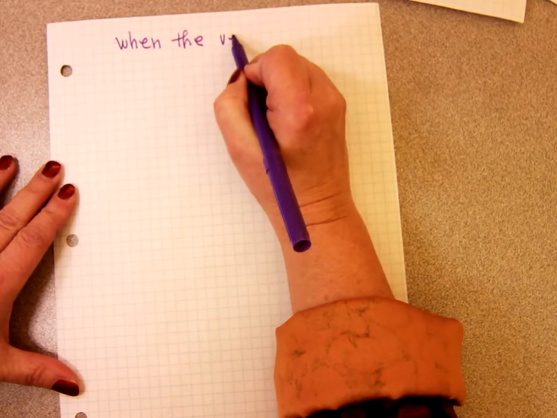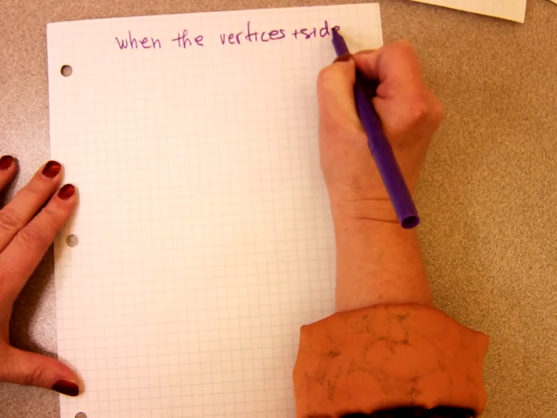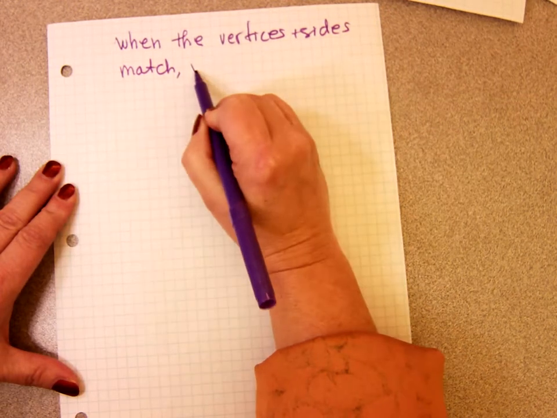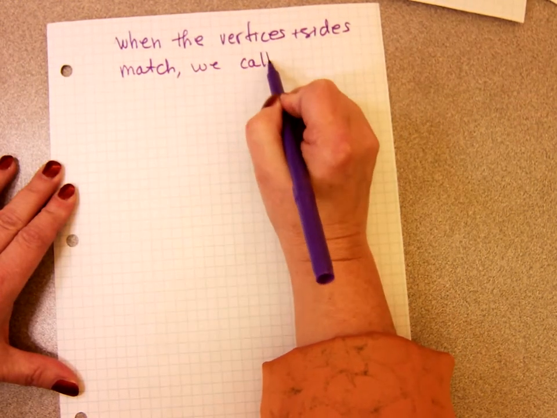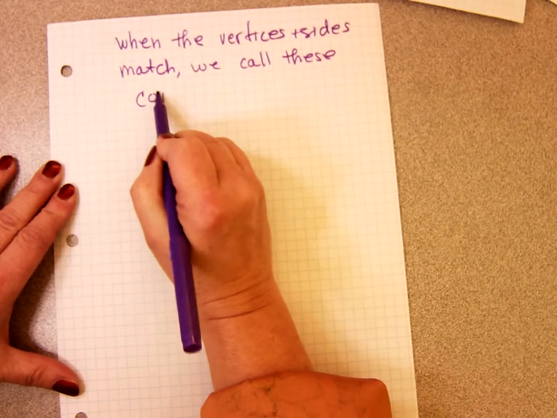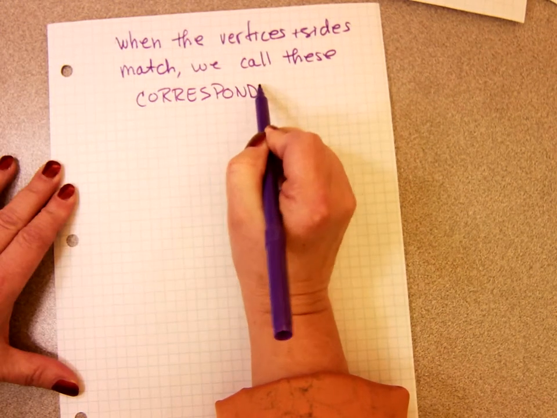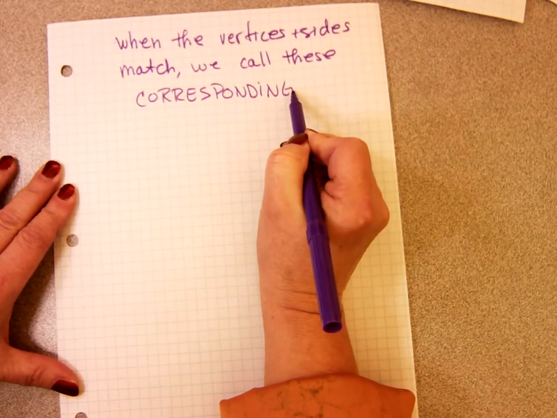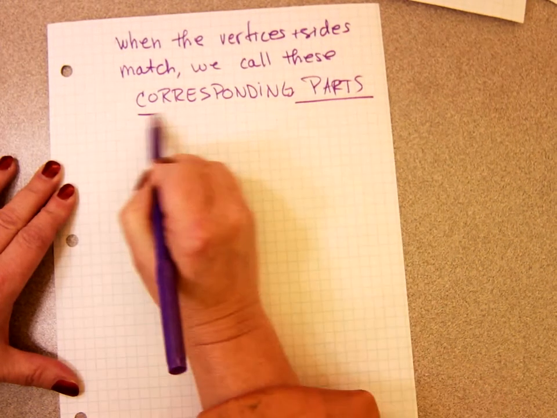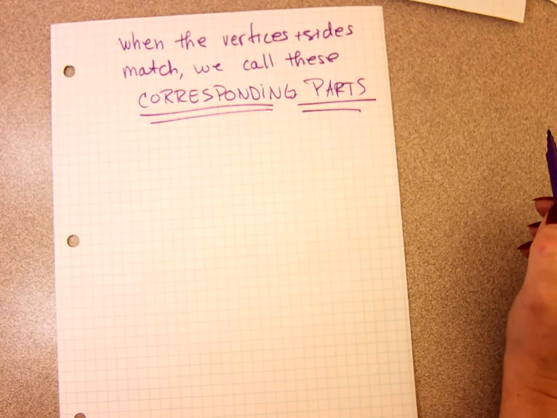When the vertices and sides match, we call these corresponding parts. Very important term. We're going to be using this a lot.